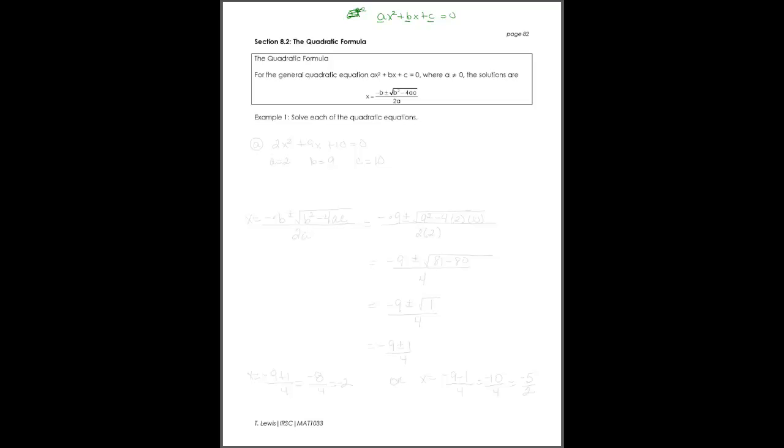So let's look at the first example, example 1. We have here 2x squared plus 9x plus 10 equals 0. Using the quadratic formula, we want to make sure our equation is equal to 0, and this equation is equal to 0. We want to find our A. Our A here is 2, our B is 9, and C is 10.